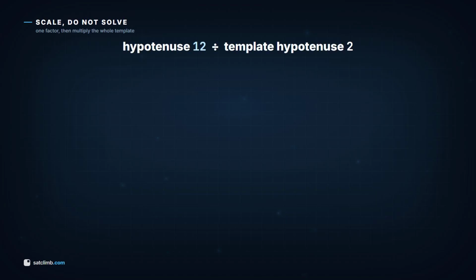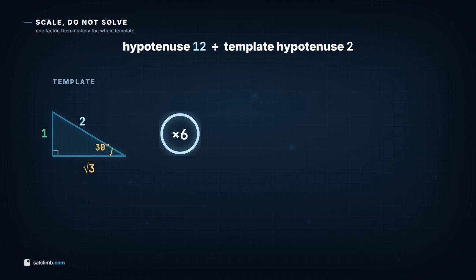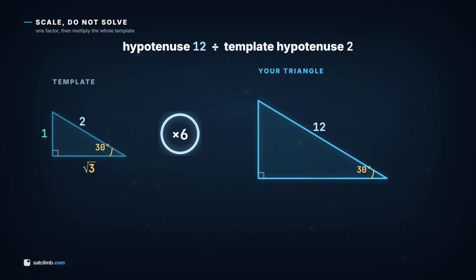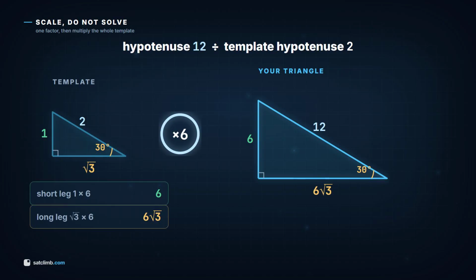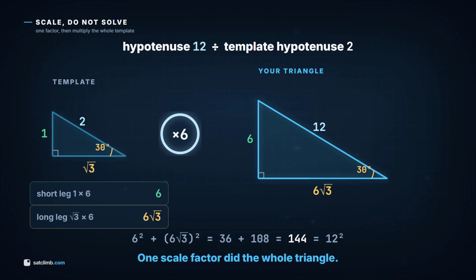Here is the money move. Do not solve. Scale. Our triangle is a 30, 60, 90, and the hypotenuse is 12. In the template, the hypotenuse is 2, so the scale factor is 12 divided by 2, which is 6. Now multiply every side of the template by 6. The short leg was 1, so it is 6. The long leg was root 3, so it is 6 root 3. Check it if you like. 6 squared is 36. 6 root 3 squared is 108, and together they make 144, which is 12 squared.